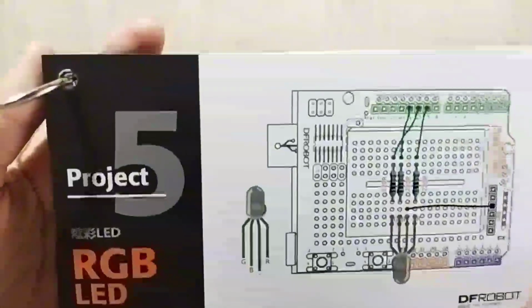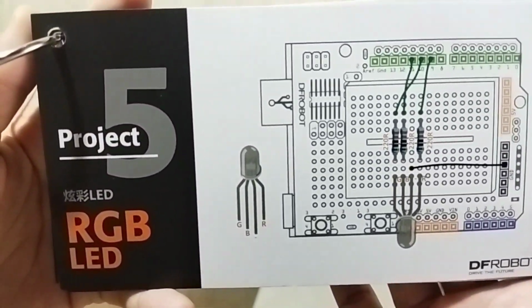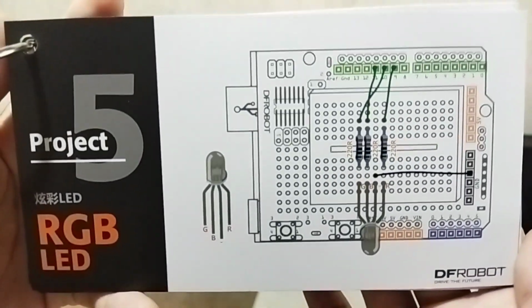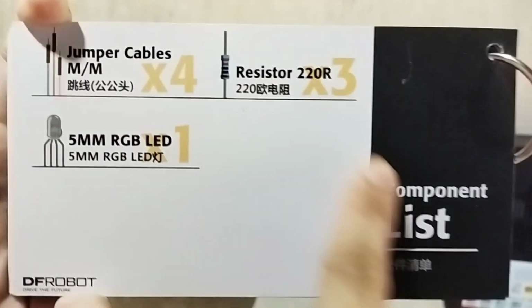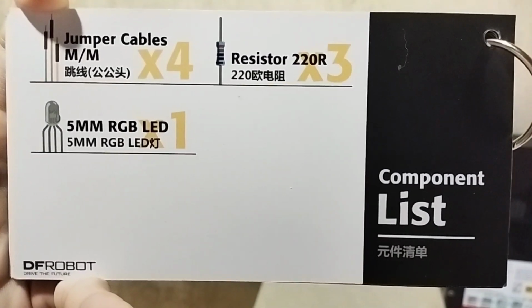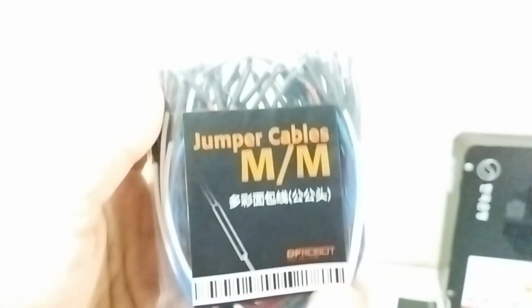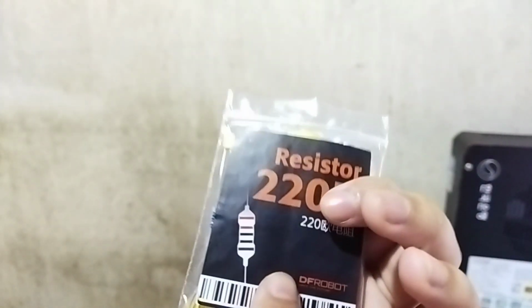To create the Arduino project number 5, which is the RGB LED, we will need a few materials. So here are the components. We will need 4 pieces of male-to-male jumper cables, 1 piece 220 ohms resistor, and lastly, an RGB LED.